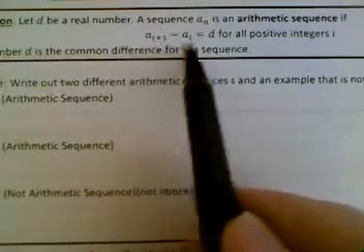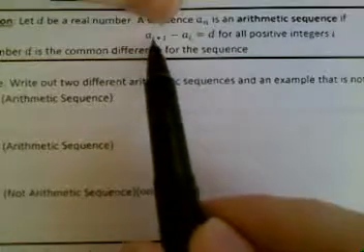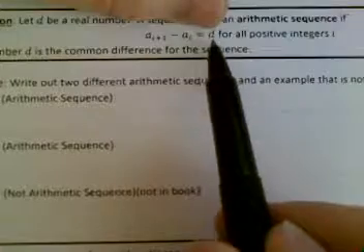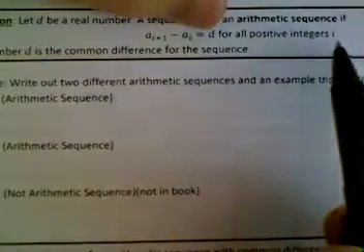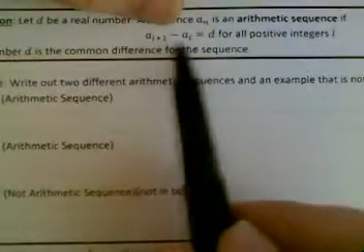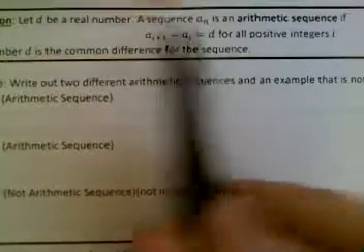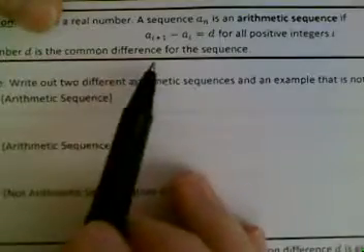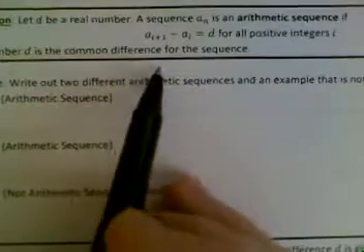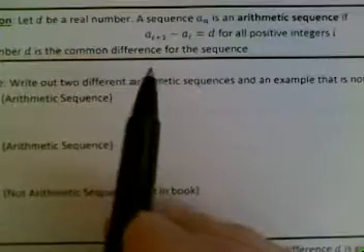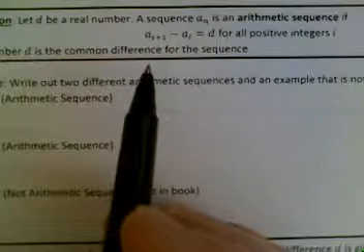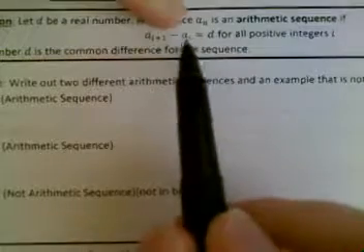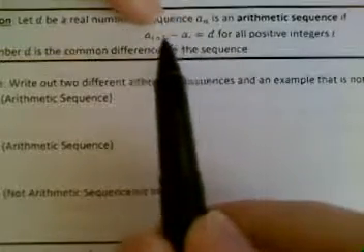It has this particular property right here, where the next term minus the previous term is equal to some value d for all positive integers i. So this is for every single term. What that really means is, the number d is considered the common difference. If it's a common difference, that means that every single term in the sequence has a specific value added to it to get to the next term.